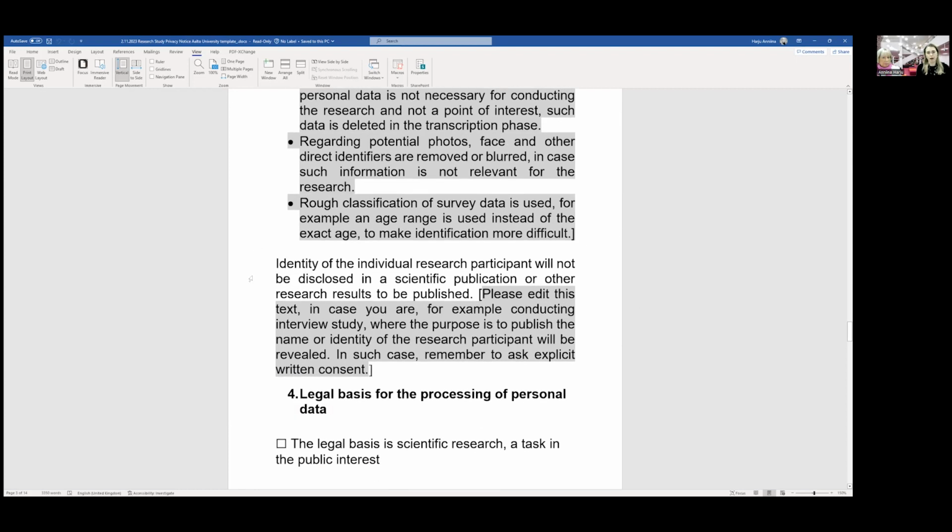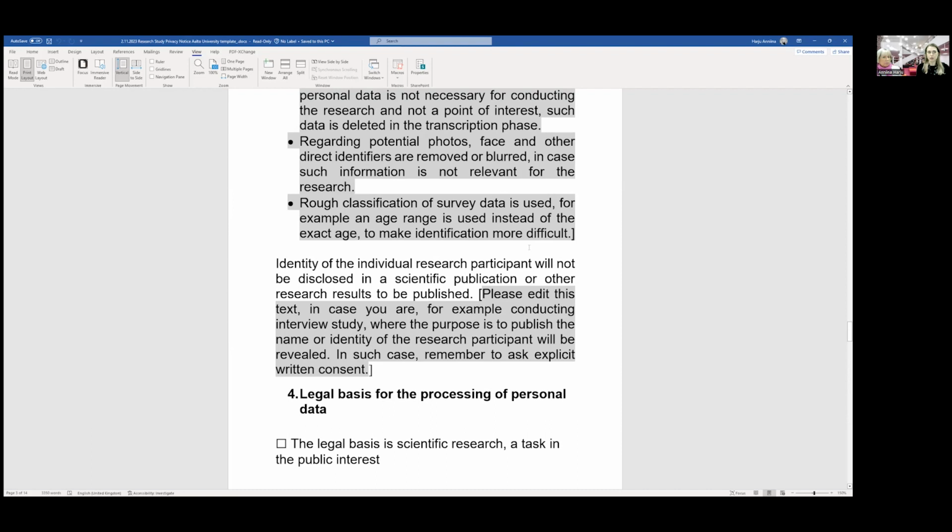And the last example is about the publication that is made from the study. So in the vast majority of cases, the identity of the participant will not be disclosed. So based on just reading the scientific article, it's not possible to recognize who the participant in the study is, like an individual participant. But we have also studies where this is not possible.